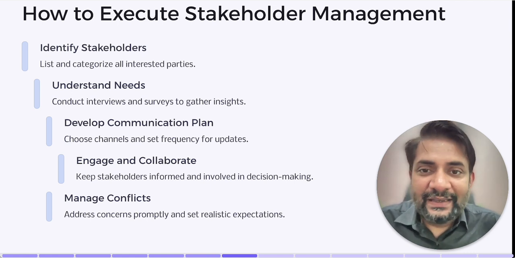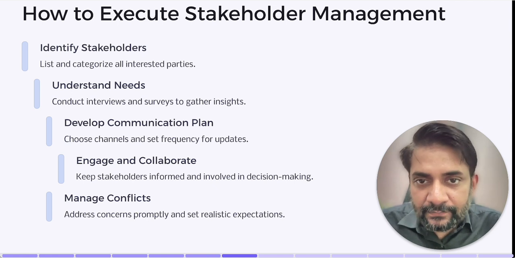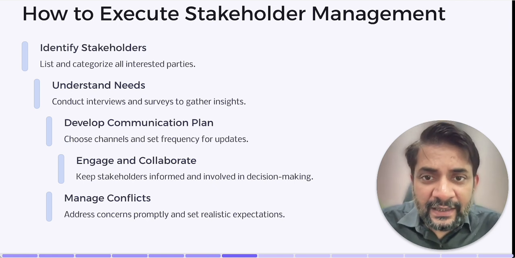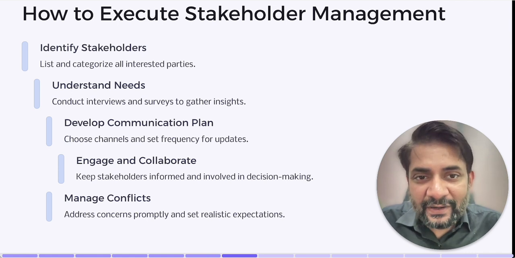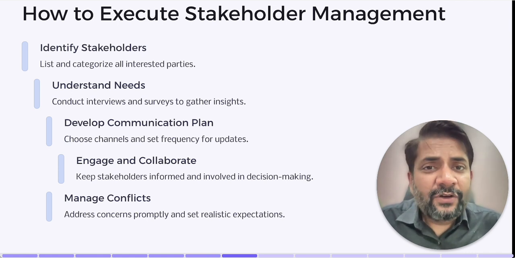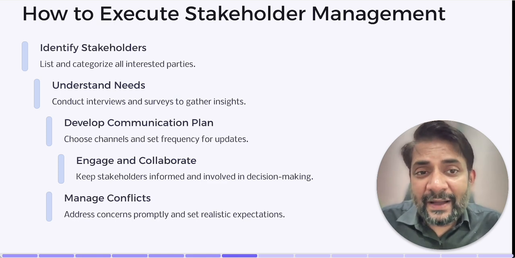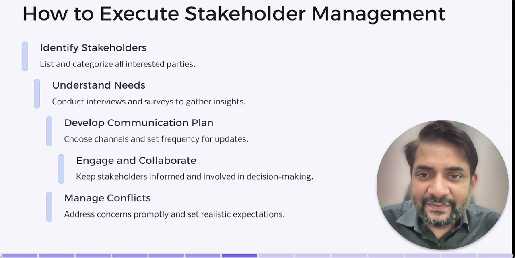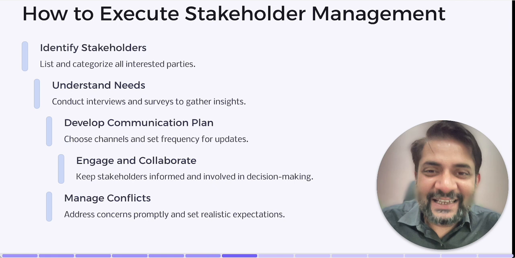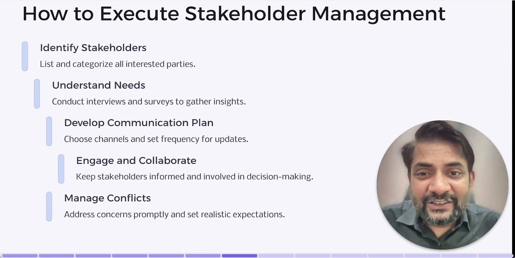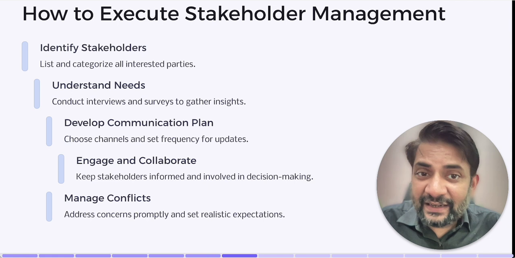Step 4 is to engage and collaborate. You give them regular updates, keep stakeholders informed about progress and changes, and involve stakeholders in decision making. Encourage participation to gain buy-in and valuable input. Step 5 is managing conflicts and expectations. You address concerns promptly, resolve issues as they arise to maintain trust, and set realistic expectations. Ensure stakeholders have a clear understanding of what is achievable.